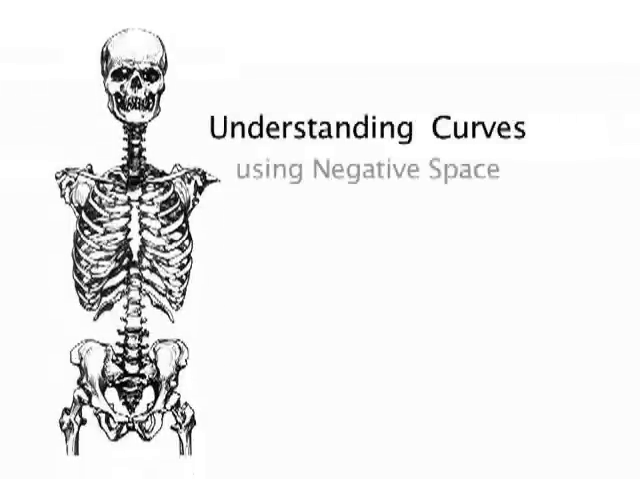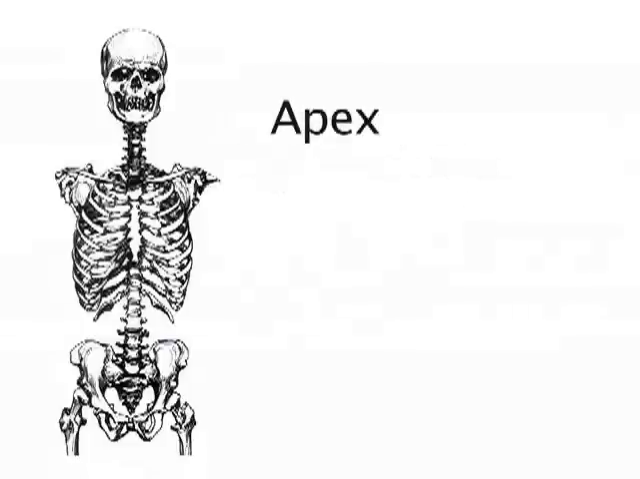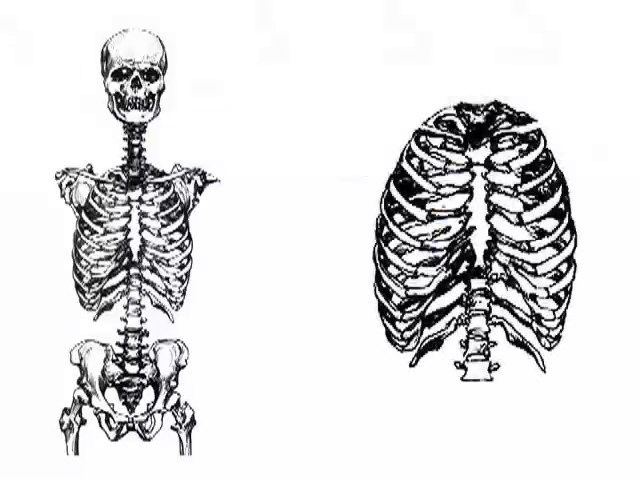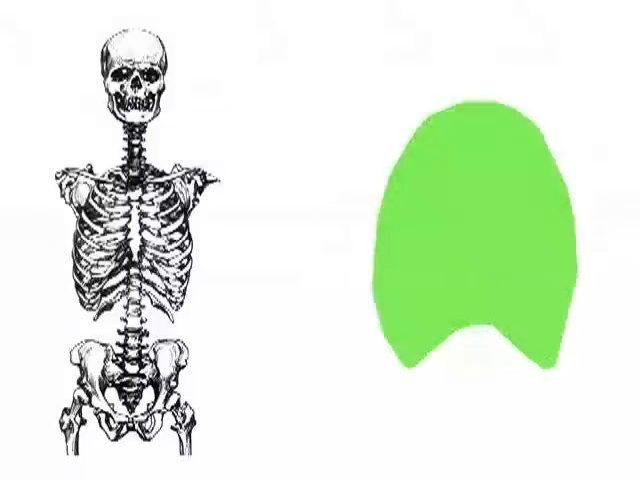So let's bring in our anatomically correct skeleton again and file this under Understanding Curves using negative space. Every curve has an apex. The apex is the highest point in a curve. Let's take a closer look at the rib cage. And let's abbreviate it because, as I said, we don't really need much more than that. That's the shape we're trying to learn.